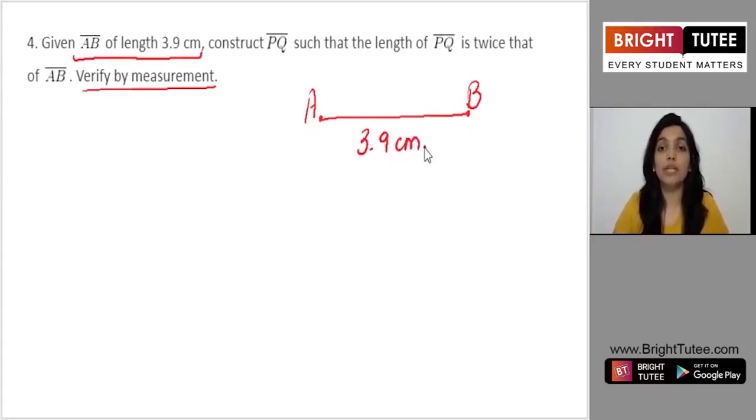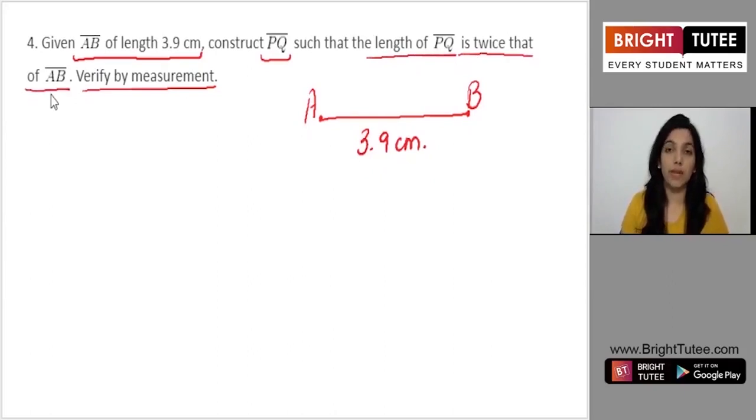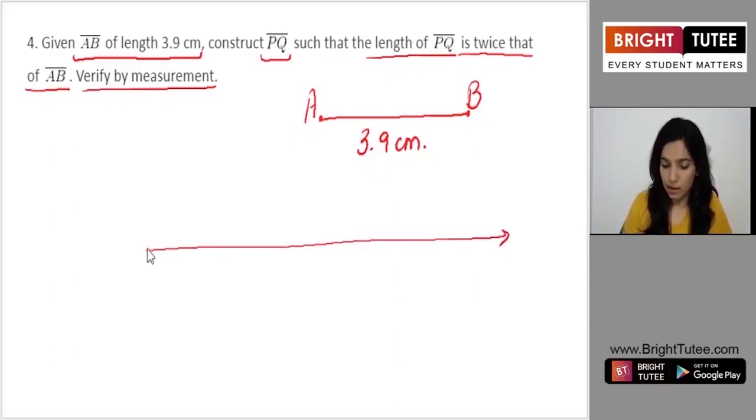Now what we need to do, we need to construct another line. What is the name of that line? PQ. And how are we supposed to draw this? We are supposed to draw PQ with a length twice the length of AB, right? So twice the length of AB means it is 3.9 plus 3.9. Okay, so either you can add 3.9 and 3.9 and then draw the line segment PQ, or else see what you can do. First of all, let's draw the rough figure. We need to draw a straight line L.